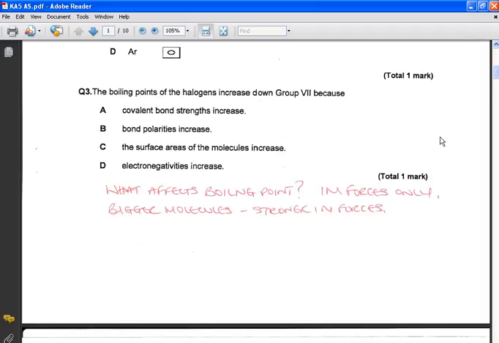Now, you might not have come across the term surface area, but you do know that if you've got a bigger surface area, then hopefully that will indicate to you you've got a bigger molecule. So you could go for that one, even if you didn't know that was the answer. That would be an educated guess.